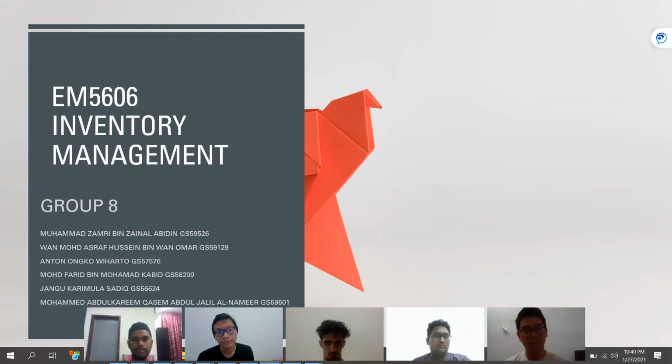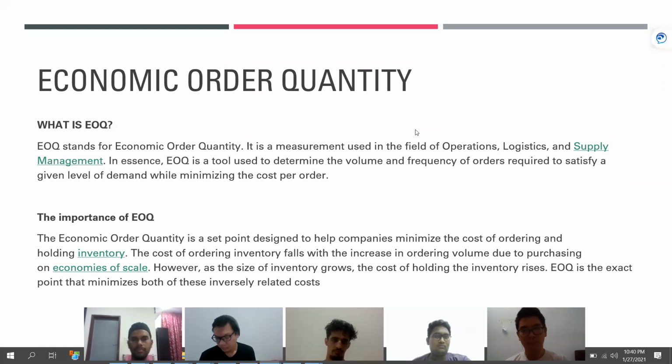We'll cover the first topic, which is the theory first. Later on, we come up with the example and some of the calculations. So the economic order quantity. There are two parts here. What is the EOQ and what is the importance of it? It stands for economic order quantity.